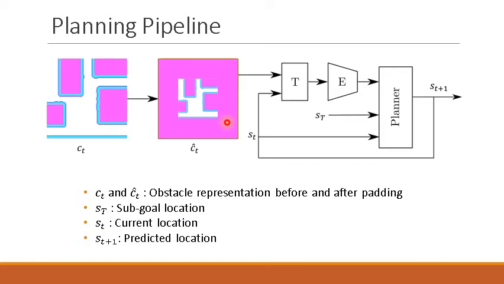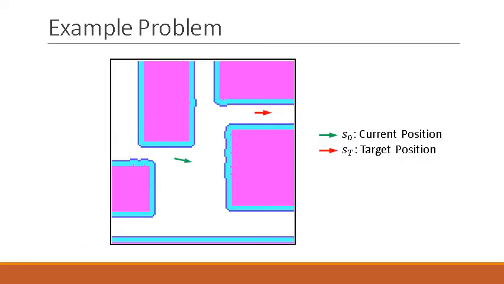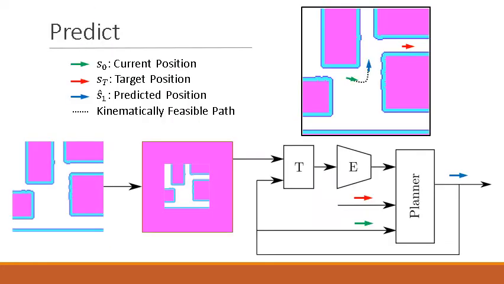to an egocentric pose. Consider the local planning problem where the green and the red arrow represent the current and the target position, respectively. Given the egocentric cost map, the current and the target position, the network produces the next state. The network repeats this process till a kinematically feasible path is produced.